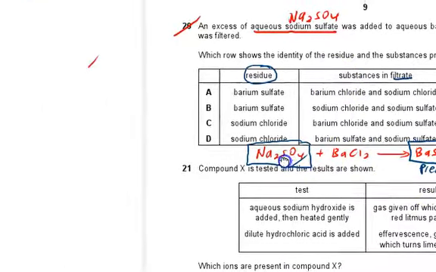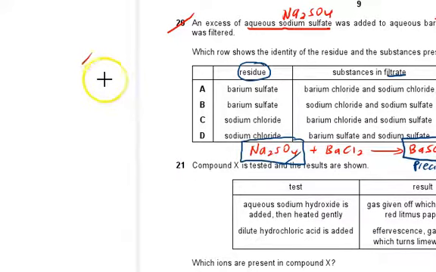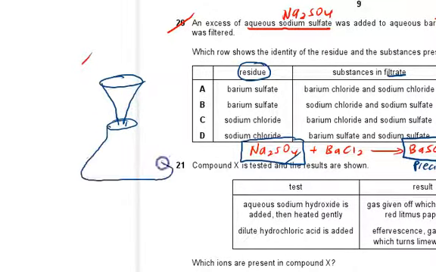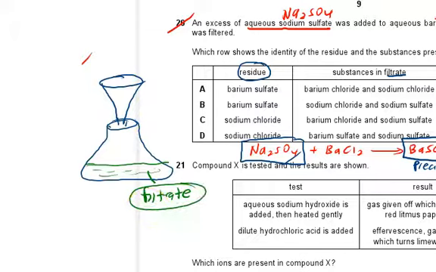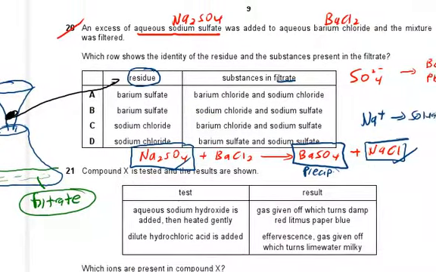Let me make a small drawing to explain this. So you will have the filter funnel, and you have a beaker over here. The liquid that flows in, this one over here, is called the filtrate. And the thing that gets stuck over here is called the residue. Okay, so I hope I clear your confusion.